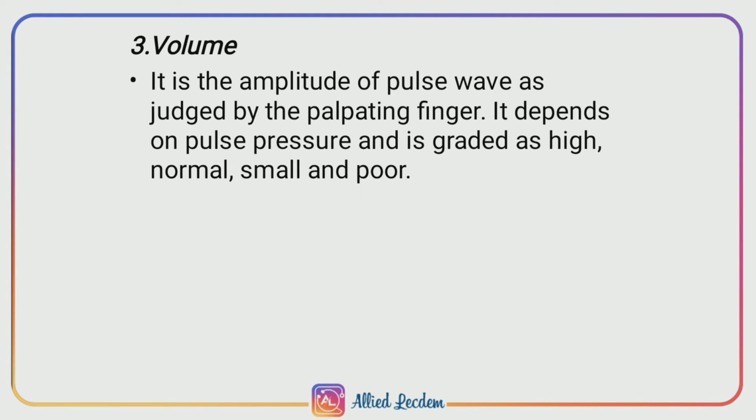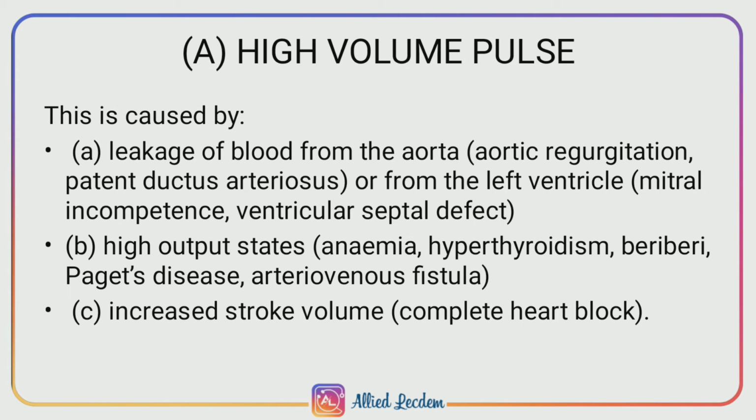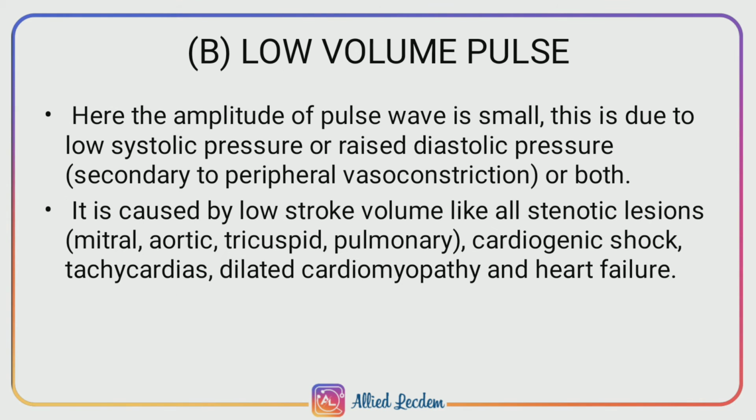Third, volume. It is the amplitude of the pulse wave as judged by the palpating finger. It depends on pulse pressure and it is graded as normal, small and poor. High volume pulse. This is caused by leakage of blood, high output states or increased stroke volume. Low volume pulse. Here, the amplitude of the pulse wave is small. This is due to low systolic pressure or raised diastolic pressure or both.